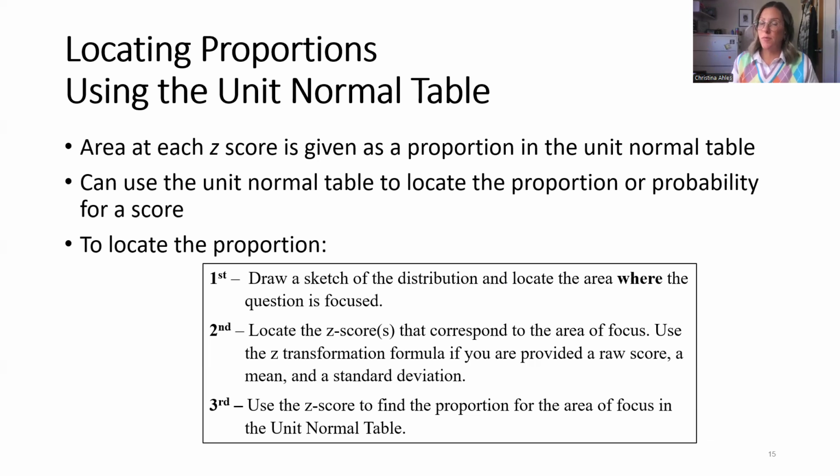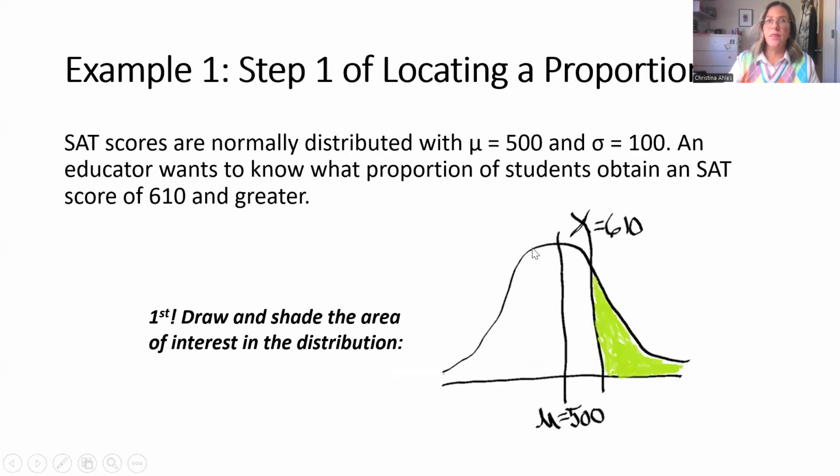So we're going to go through a couple of problems to practice and see what this looks like. These steps should follow this very, very specific order. Here's an example. We have SAT scores, and they are normally distributed. Again, the mean is 500, the standard deviation is 100. An educator wants to know what proportion of students obtain an SAT score of 610 or greater.